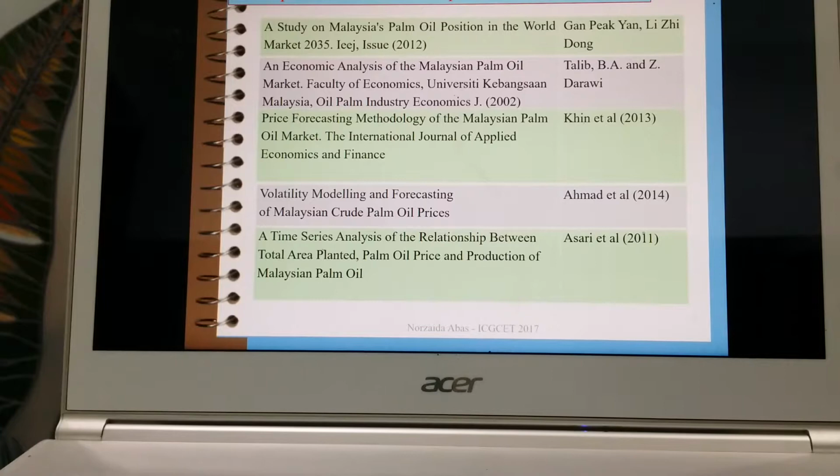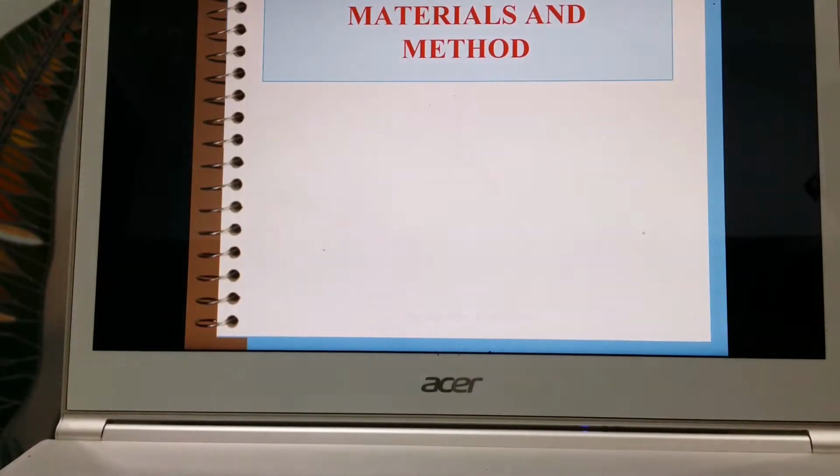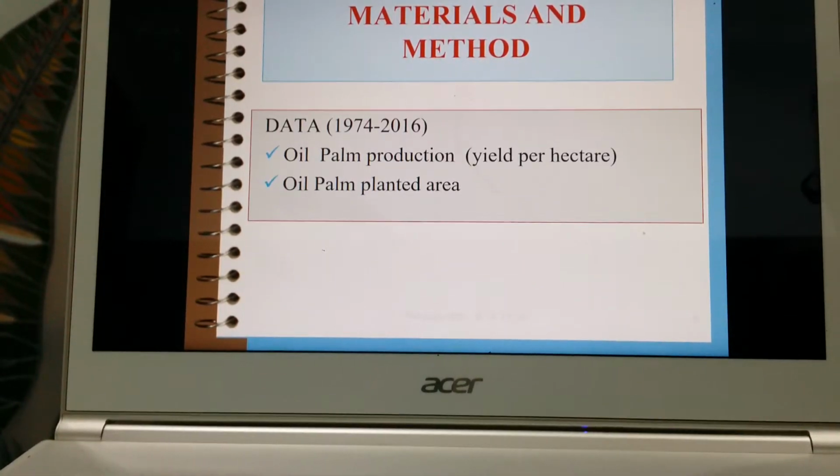Since oil palm is a very important crop in Malaysia, there have been many studies on many issues of oil palm. Here are some examples. Material and methods. In this study, the data is yearly data from 1974 to 2016, and as I said before, we're going to look at oil palm production and oil palm planted area.